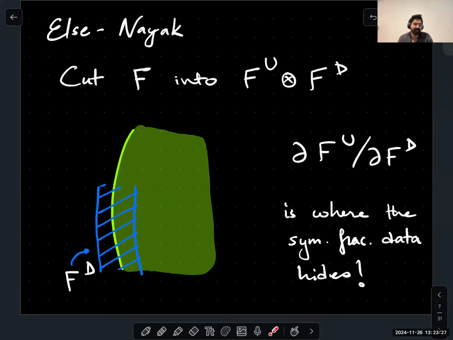Or well, they considered the case of SPTs, but really what that treatment was saying is that if there is some sort of projective representation of the symmetry that enables you to classify SPTs, that is going to hide at the boundary of this cut. Okay.